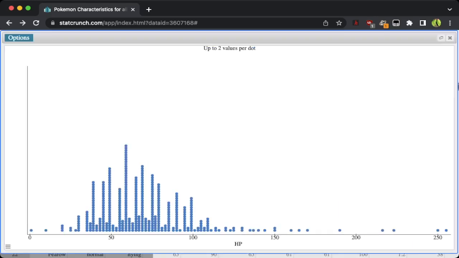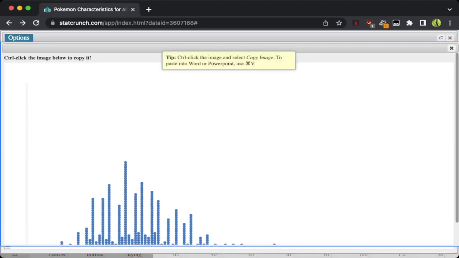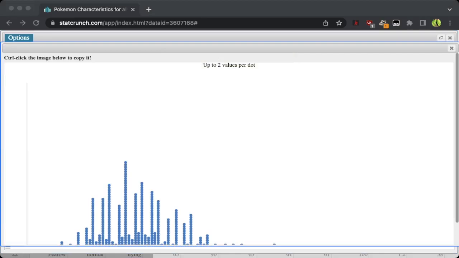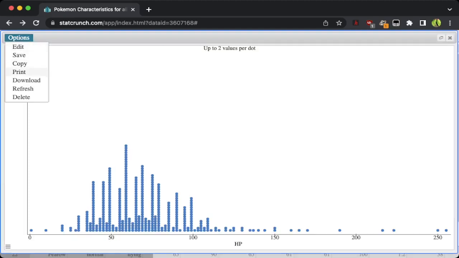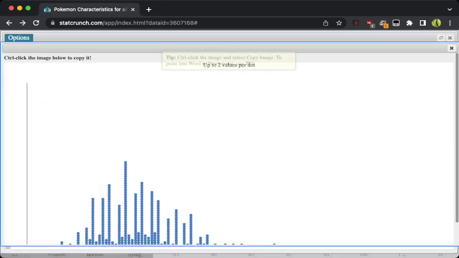Okay, the dot plot is pretty straightforward. On the x-axis, actually, let me see if I can copy this. Copy, oh good, and I'll be able to paste it over here. No, that didn't work. Options, copy, click the image below to copy it. Oh.